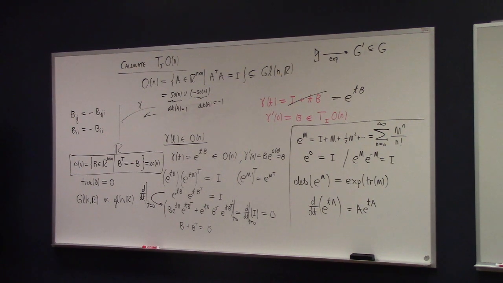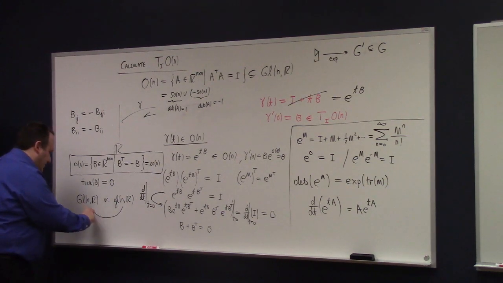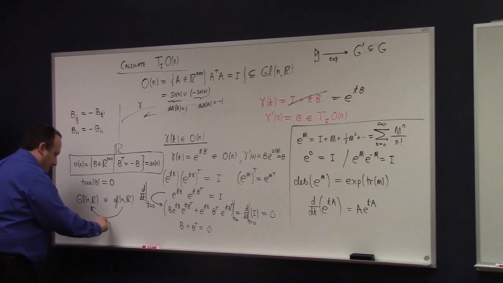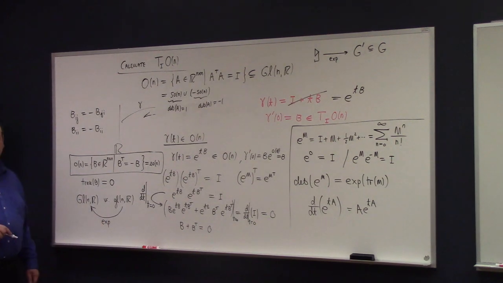Lowercase for the Lie algebra, uppercase for the Lie group. And to get from here to here, exponential. The exponential of the matrix X doesn't go onto the whole group again, but it will at least give you an image which is in the connected component of the identity.